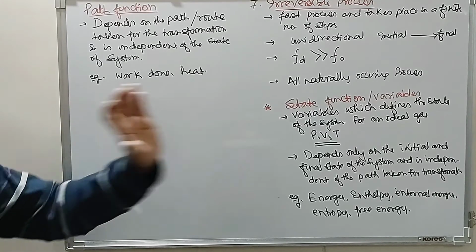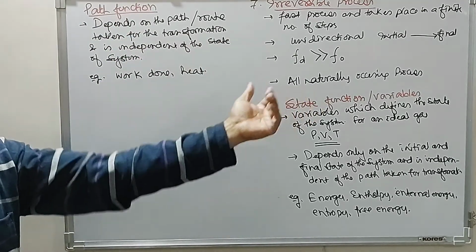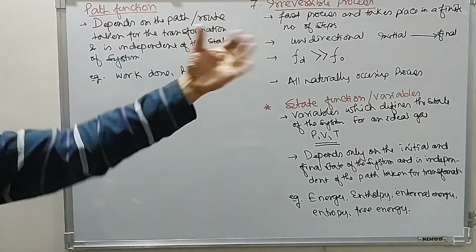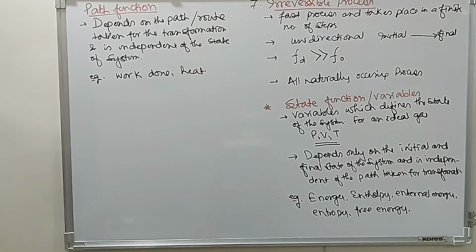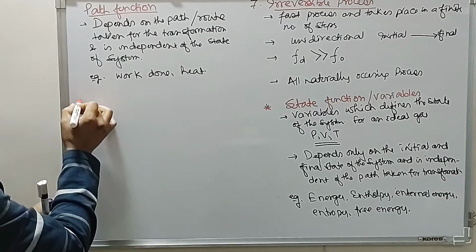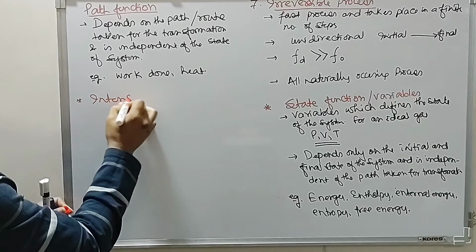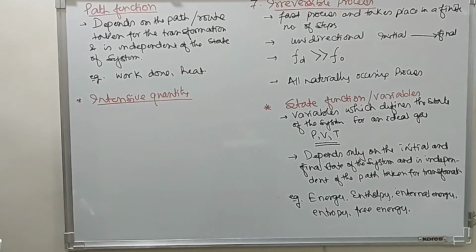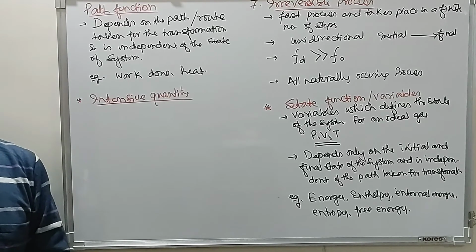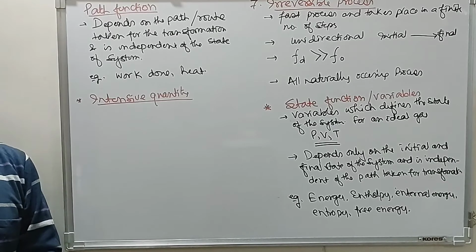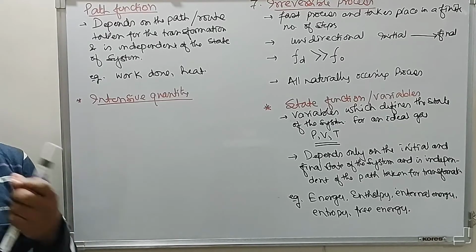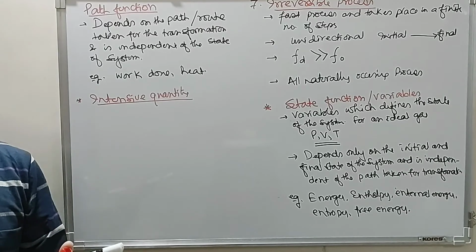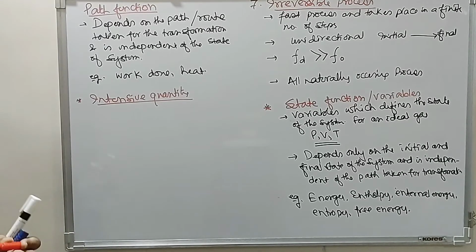So we have two types of functions, state function and path function. State function: state dependent, path independent. Path function: path dependent, or state independent. Then we have intensive quantity, or intensive variable, as opposed to extensive quantity. Intensive quantities or variables are those which are independent of the amount, independent of the mass of the system. That is known as intensive.